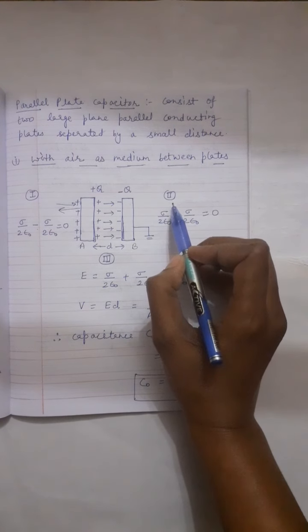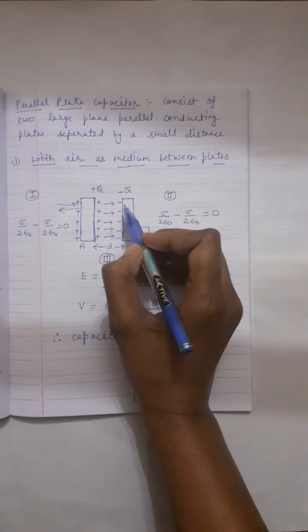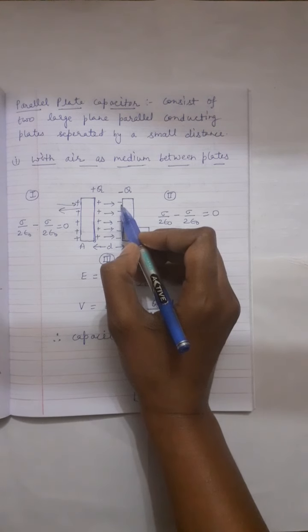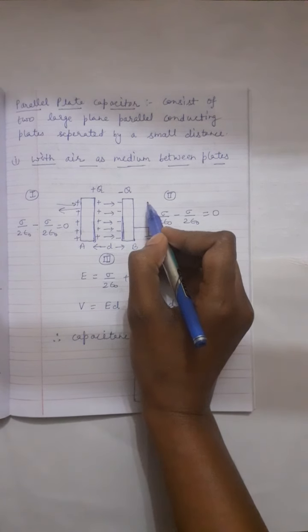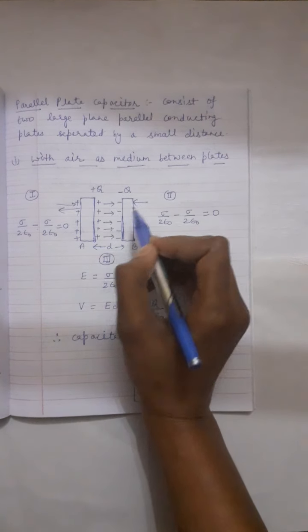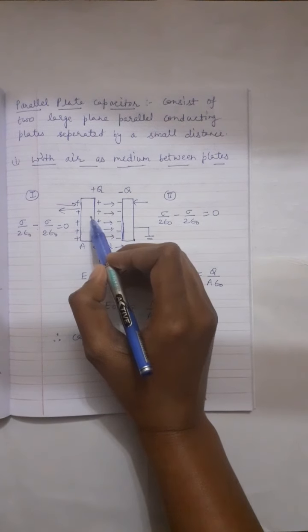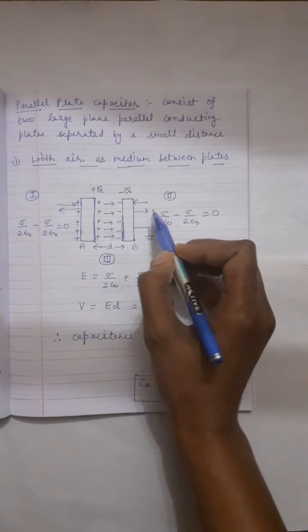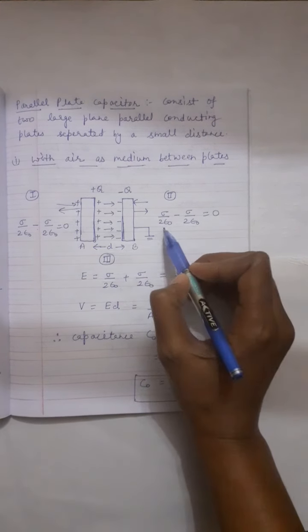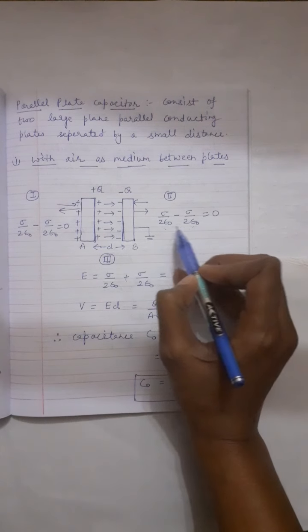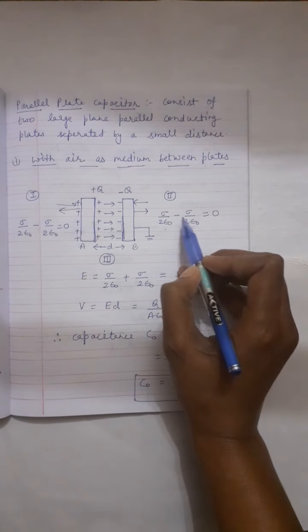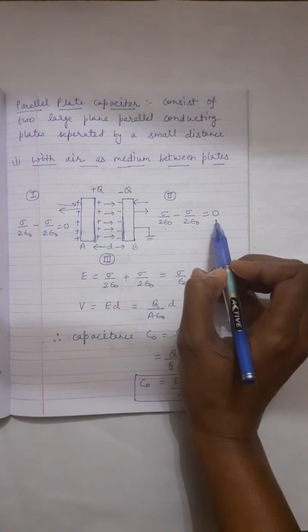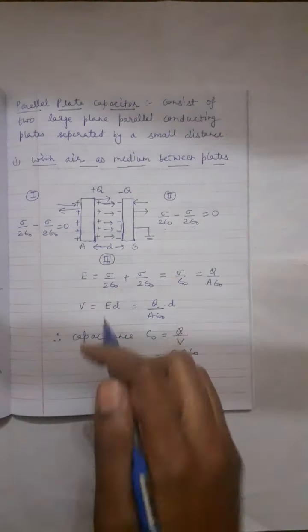Similarly, in the second region, the electric field due to this negative plate will be inward and the electric field due to this positive plate will be outward. So these two electric fields have the same value but opposite direction. So the resultant electric field in this region will also be 0.